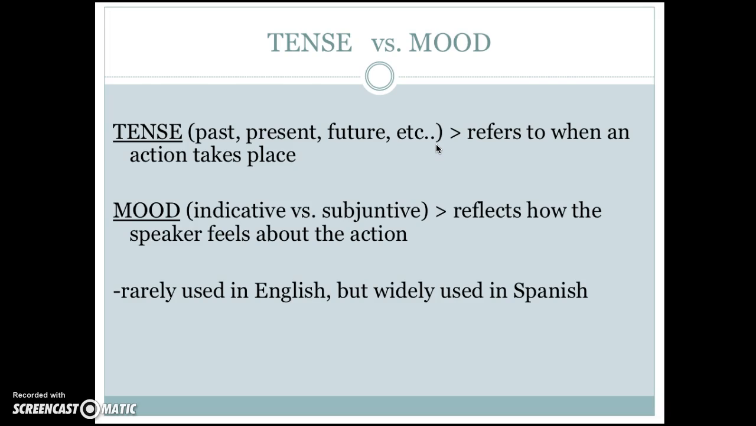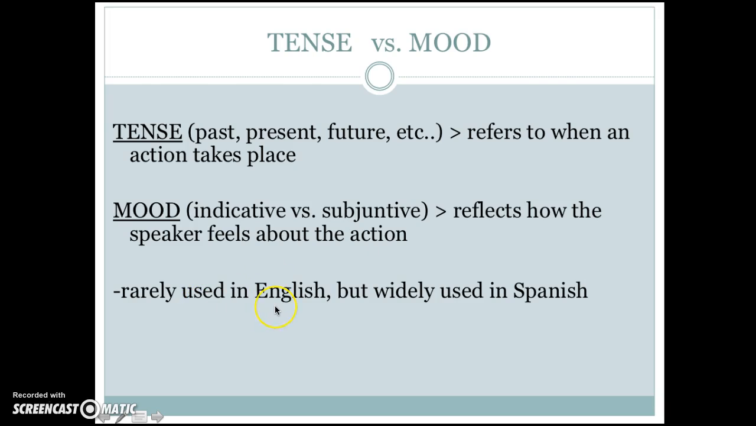Well, what you've been dealing with so far has to do with tense, or when an event occurs on a timeline. So did it happen yesterday, today, is it happening in the future? This refers to when an action takes place, tense. Subjunctive refers to something that's called mood. We have the indicative mood, which is everything you've done so far, and we have the subjunctive mood, which you're starting with today. And this sort of reflects how the speaker feels about the action.